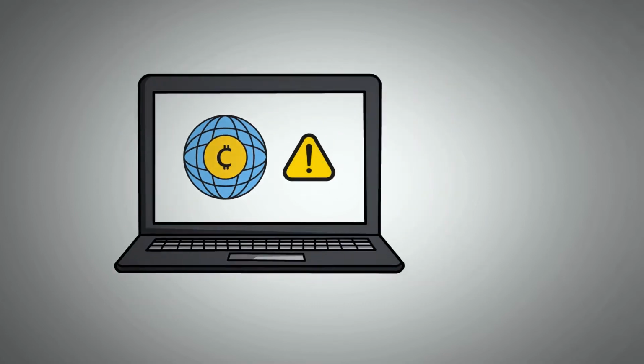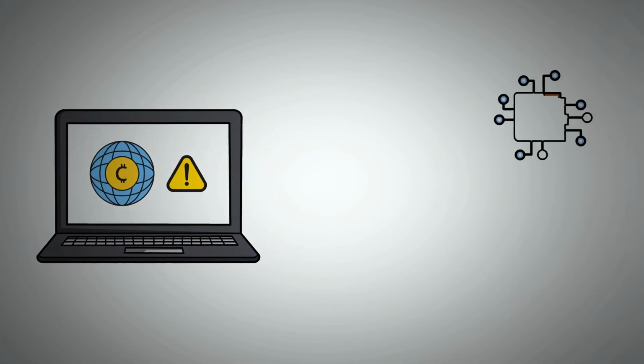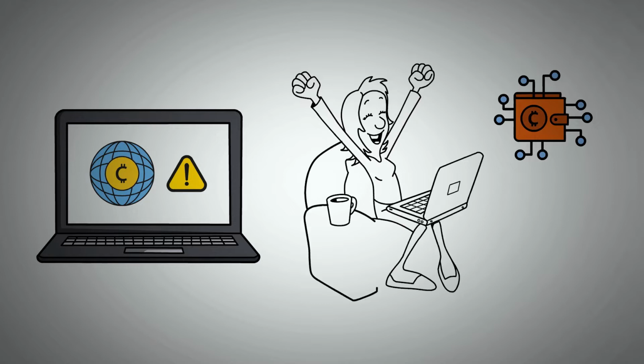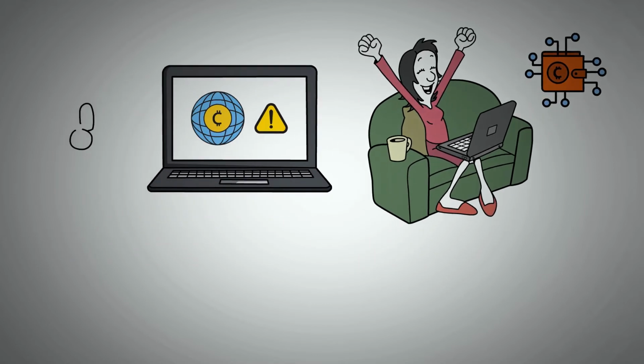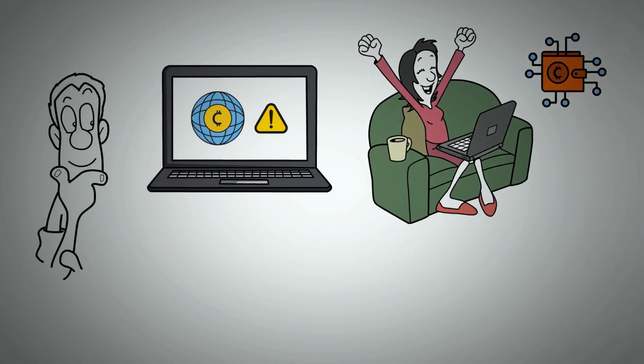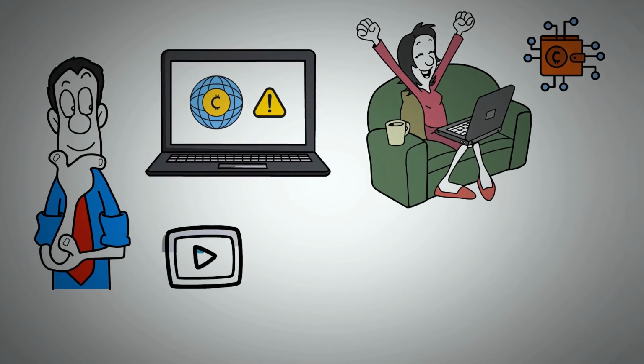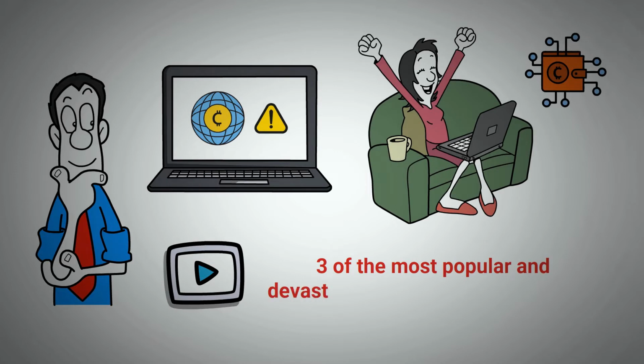Crypto markets are easier to enter and manipulate than they have ever been before. With crypto assets, anyone can get access to millions of dollars without leaving their couch. That's why even token holders should make it a point to learn as much as possible about cryptocurrency and the risks associated with it. Let's start our video with three of the most popular and devastating attacks in crypto history.